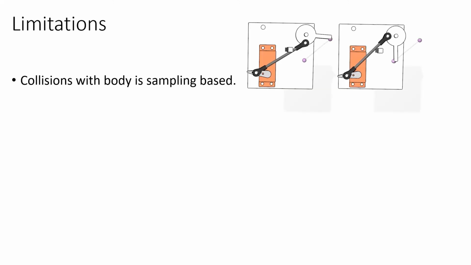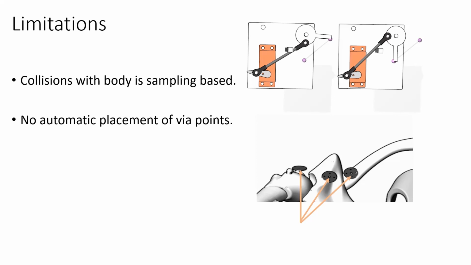In terms of limitations, our method can only find tie-rod body collisions by sampling. Based on the density of the sampling, that would mean there is a risk that some collisions will be overlooked. Another limitation is related to via points, which I didn't discuss so much in this talk. Our algorithm supports via points, but they have to be placed manually. Please see the papers for more detail.